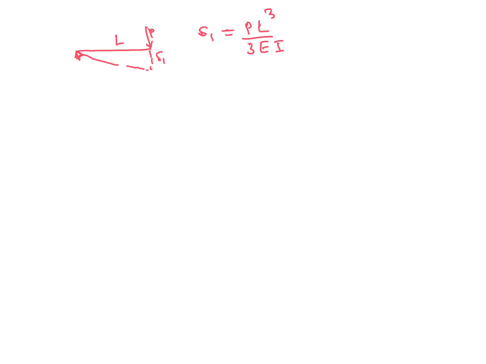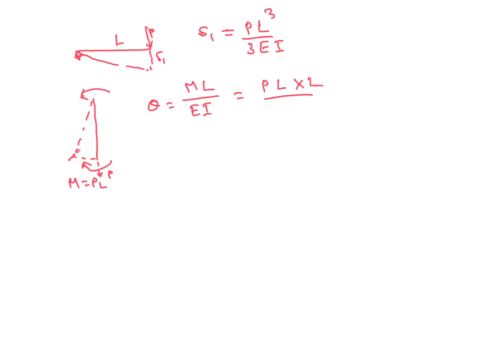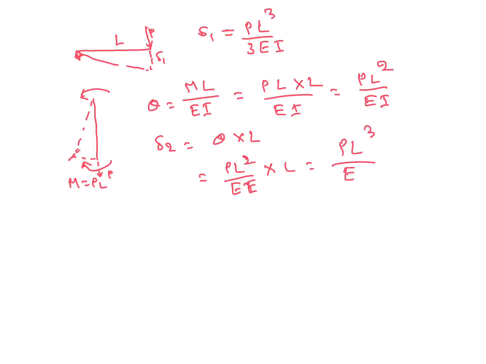And for second one, P. Slope. Slope will be, for moment we know already, ML by EI. So M is PL into L by EI. So it's PL square by EI. So deflection delta 2 will be theta into L. So PL square by EI into L, it is PL cube by EI.